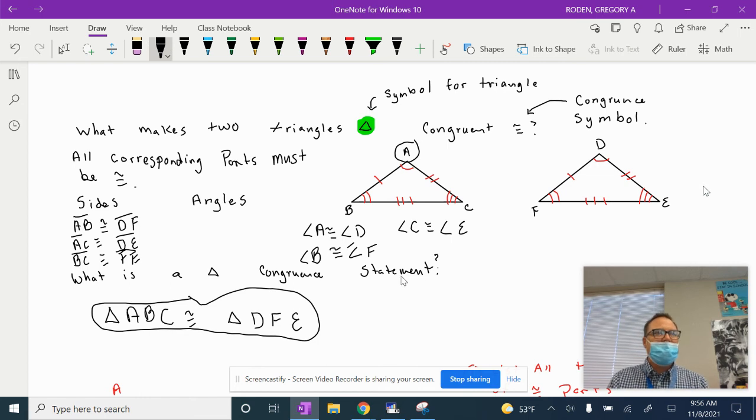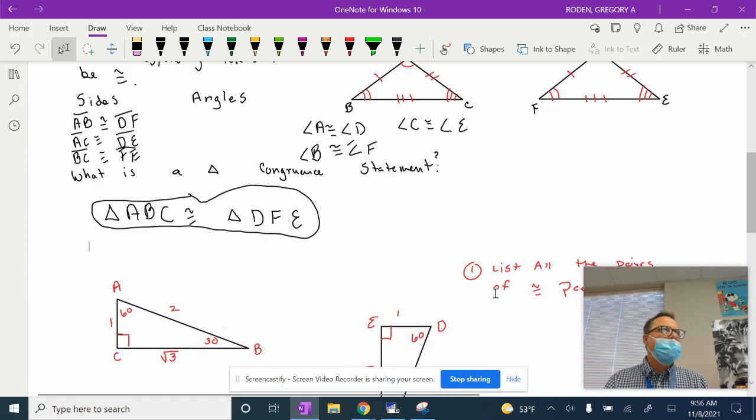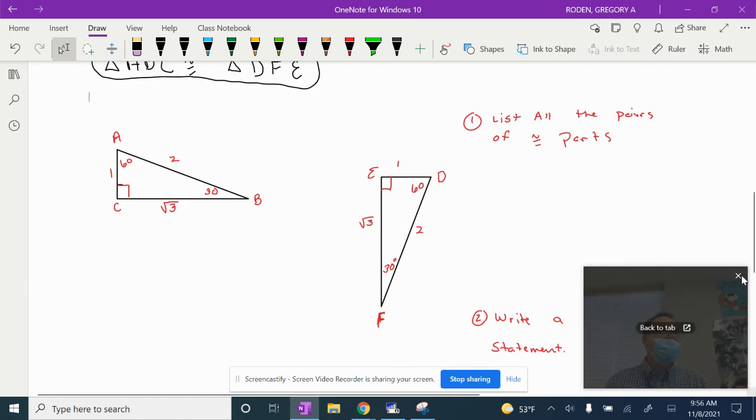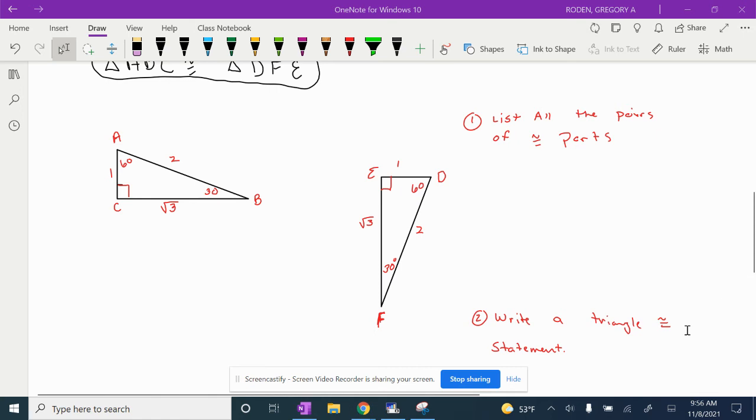Because we're going to take it up a little bit. Here's what I want you to do. Look at these two triangles right here. I'll get rid of my face here, that's in the way. I want you to list all pairs of congruent parts. That's going to be 3 sides and 3 angles, based upon this given information. And then I want you to give me a triangle congruent statement.